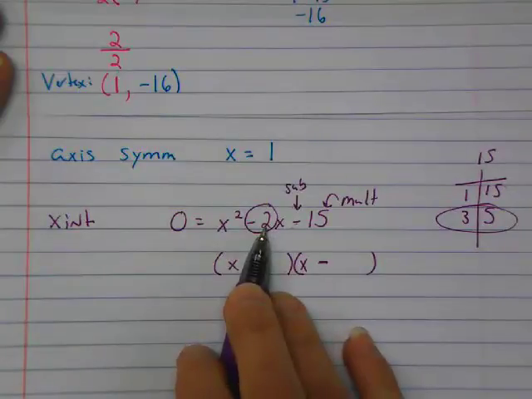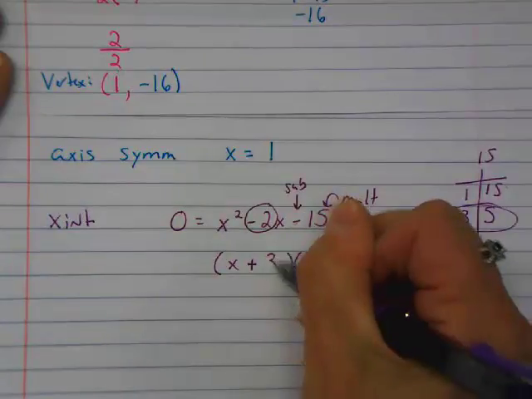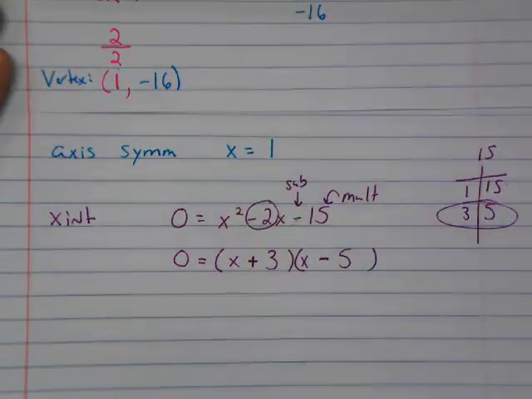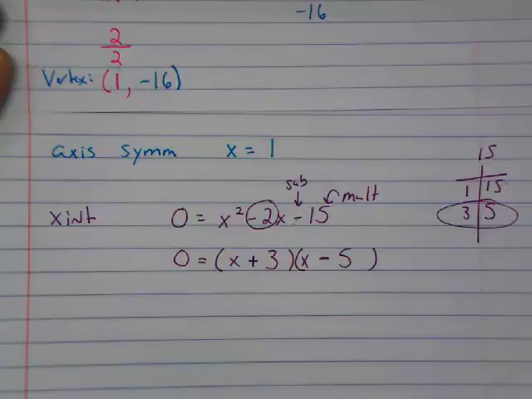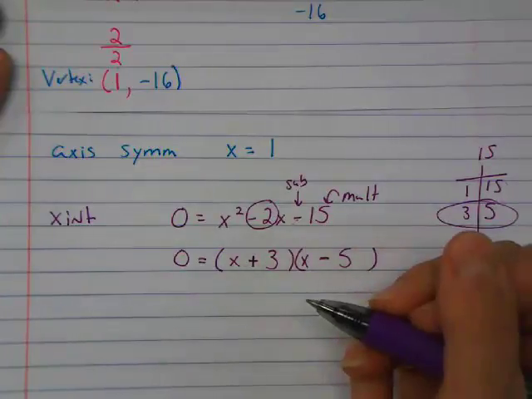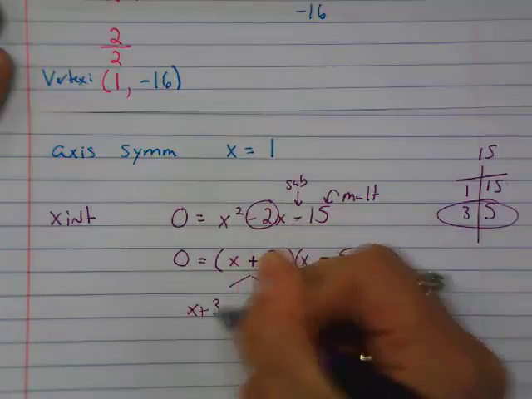Alright, last but not least, let's do the y-intercept. And if you remember, the y-intercept is to go back to the original function and plug in zeros everywhere you have an x. And so I find that my y-intercept is at negative 15. And now I'm ready to go ahead and graph this one.